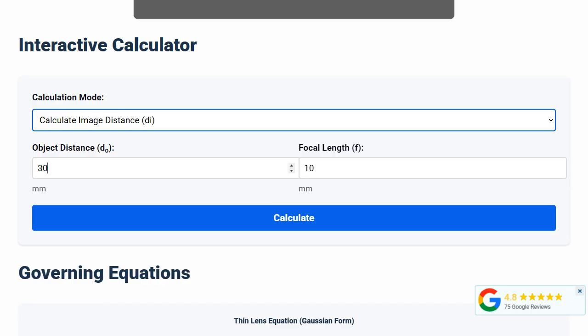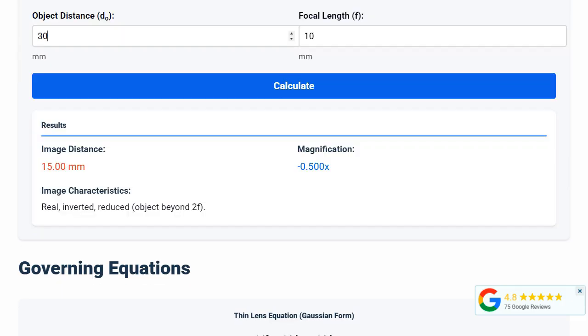You can also calculate magnification to understand if the image is larger or smaller than the object. For our example, let's enter a focal length of 10 centimeters and an object distance of 30 centimeters. The results will show the image distance and magnification, telling you the image characteristics.